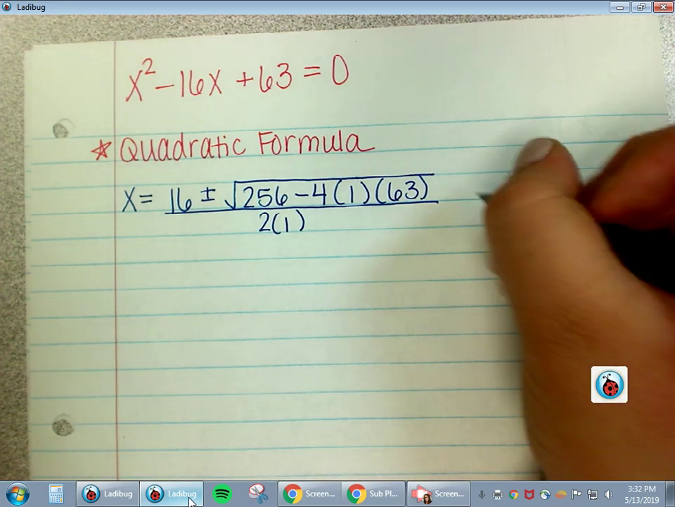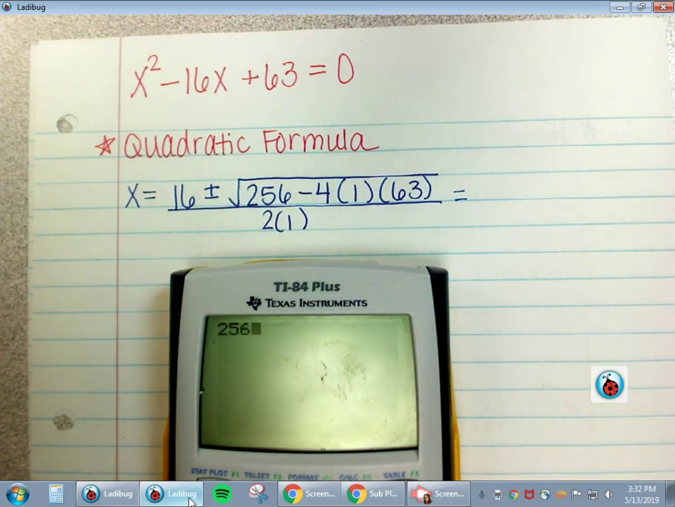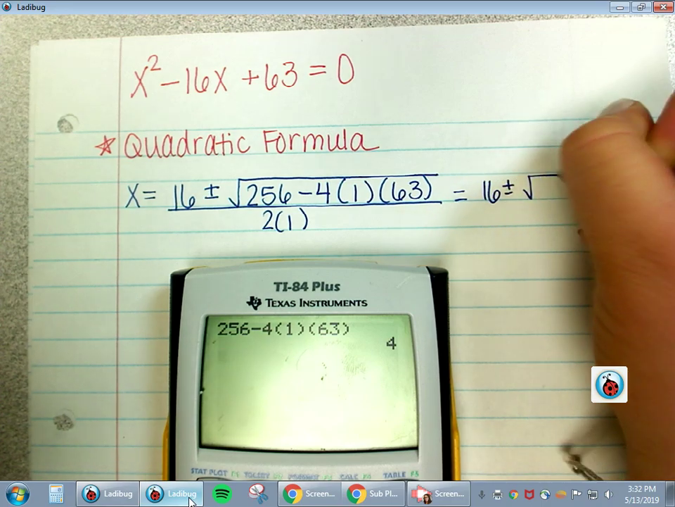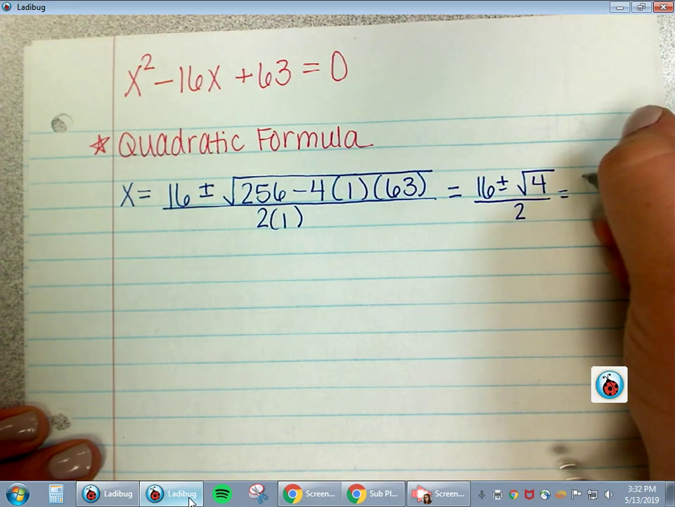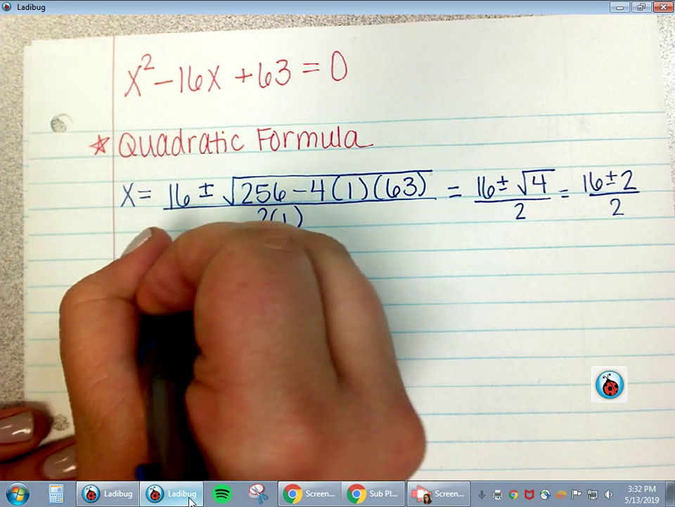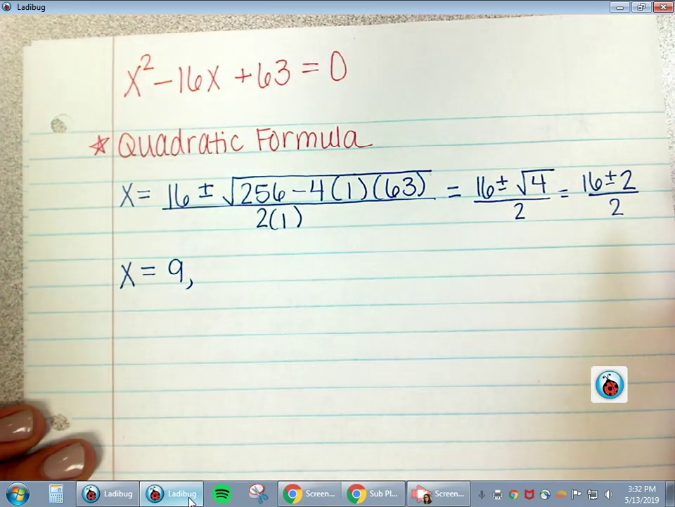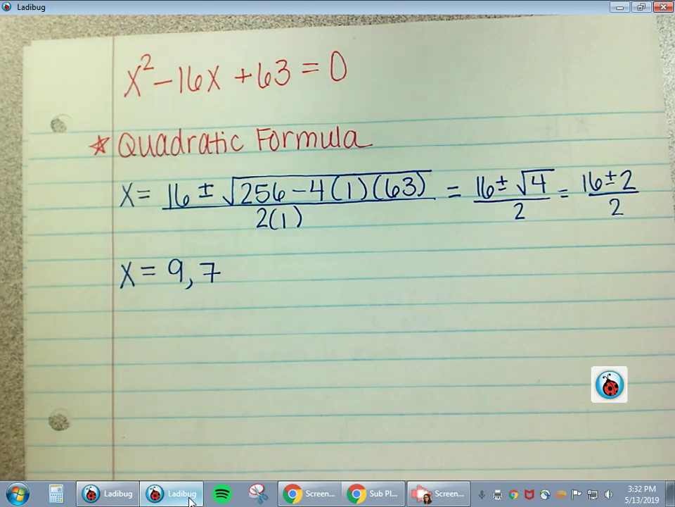And let's do a bunch of simplifying inside this radical. As I was showing you in class, you can type everything inside the radical in your calculator exactly as written. Save you some time a little bit. So we've got 16 plus or minus the square root of 4 over 2. And in this case, that is 16 plus or minus 2 over 2. So we've got our final answer. X equals 16 plus 2 is 18, divided by 2 is 9. 16 minus 2 is 14, divided by 2 is 7. So x equals 9 or 7. So that's the quadratic formula way.